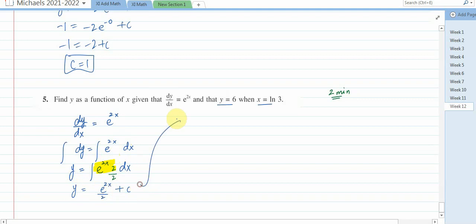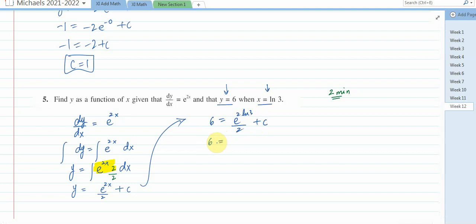To find out the value of c, we have the value of y and x here. So y is 6, equal to e to the power 2x, x is ln 3, divided by 2 plus c. So 6 is equal to, now we can find the value of e to the power 2 times ln 3. So ln 3 is 1.09, times 2 is 2.2, and e to the power of that answer is 9. So it's 9 upon 2 plus c. 6 is equal to 9 upon 2, it's 4.5, plus c, and 6 minus 4.5 leads to 2.5 equals c.